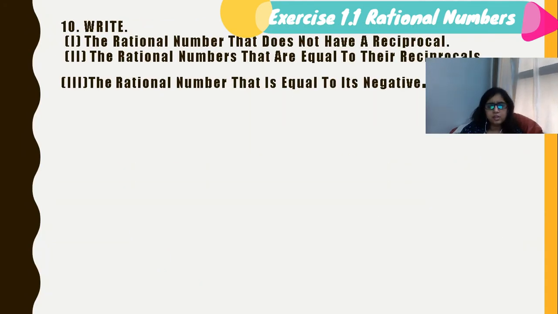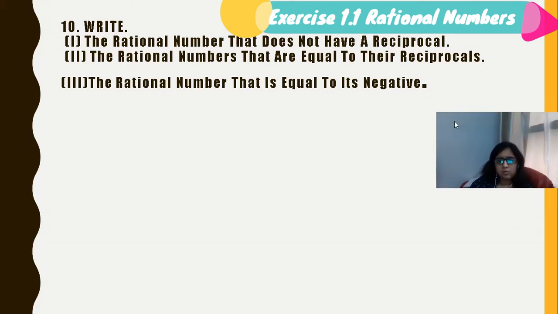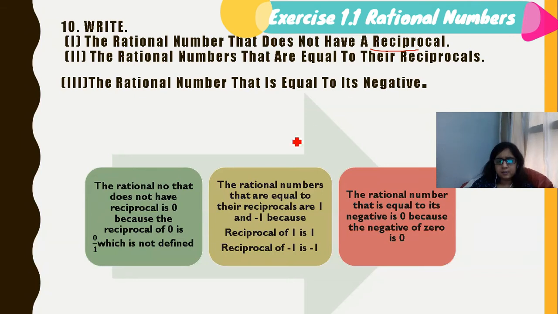So our next question is the 10th question, in which we have 3 parts and we have to tell only the numbers. In the first part, we have to find a rational number that does not have a reciprocal. Suppose we assume a rational number which does not have a reciprocal. The rational number that does not have a reciprocal is 0, because 0 is a rational number.